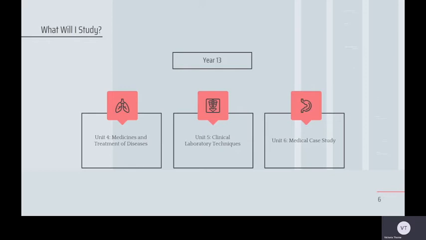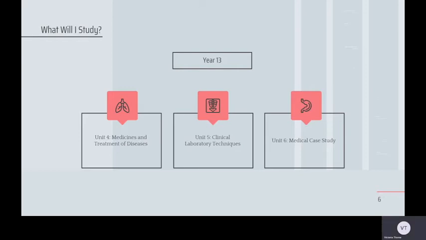In Year 13, the units are as follows. Unit 4 looks at medicines and treatment of disease. This unit develops knowledge and understanding about the science of medicines and how they work through their interactions with body systems. It also introduces cancer, its relationship to genetics, and the range of therapeutic treatments available.